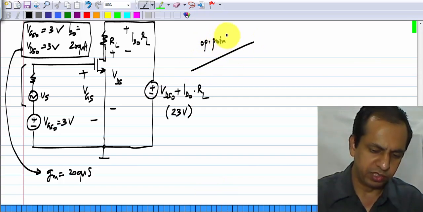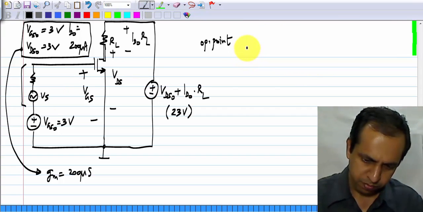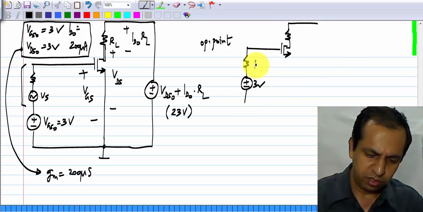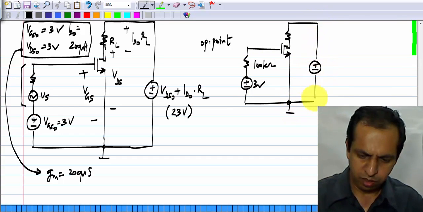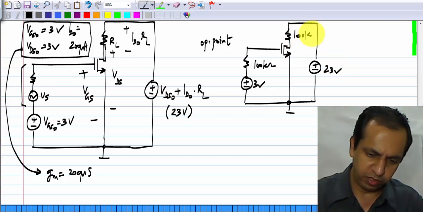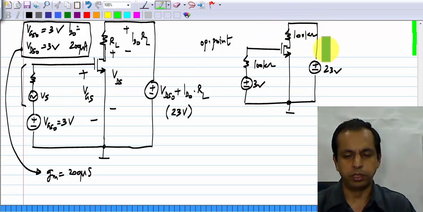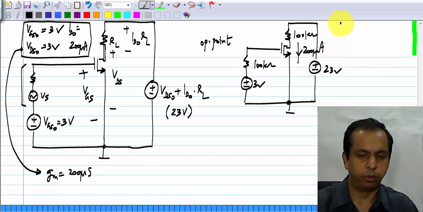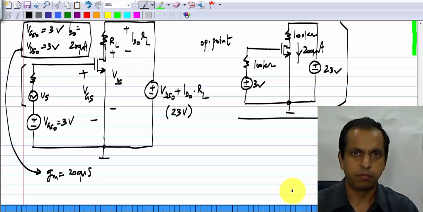Now, we know that the operating point picture of this, in which we simply set Vs to 0, will be we have 3 volts, Rs of 100 kilo ohms, and 23 volts, RL of 100 kilo ohms. Okay. Even if I just gave you this circuit, and you did not know that it was connected to this, you could evaluate the operating point and see that the operating point current here is 200 microamperes. In fact, I would encourage you to try this out. Just think of this as a new circuit which you are seeing for the first time and evaluate the operating point. Okay.